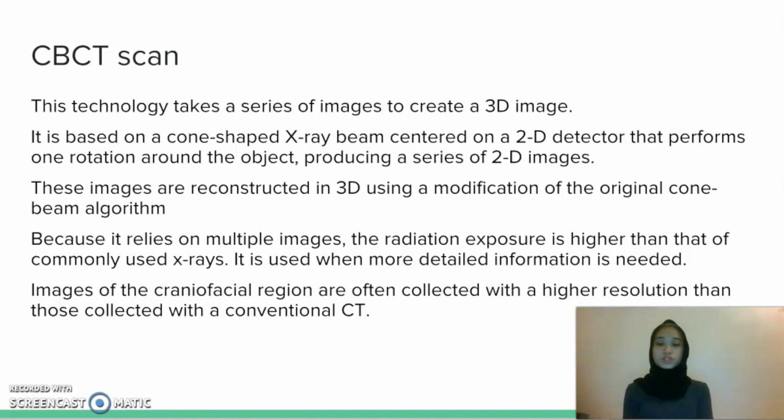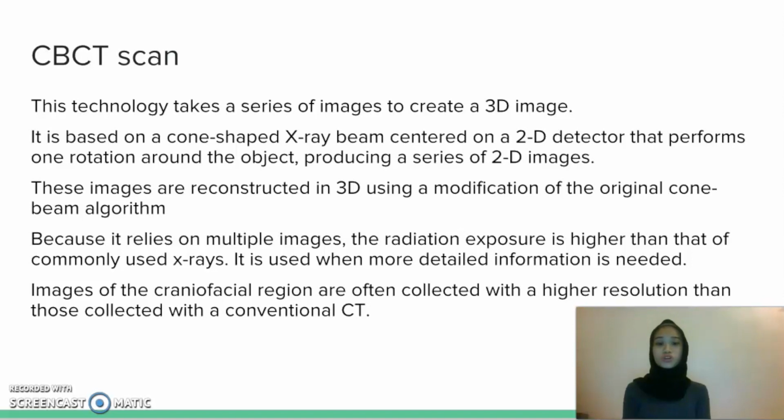We also have the CBCT scan, which is known as cone beam computed tomography. This technology takes a series of images to create a 3D image. It is based on a cone-shaped X-ray beam centered on a 2D detector that performs one rotation around the object, producing a series of 2D images. These images are then reconstructed in 3D using a modification of the original cone beam algorithm. Because it relies on multiple images, the radiation exposure is higher than that of commonly used X-rays.